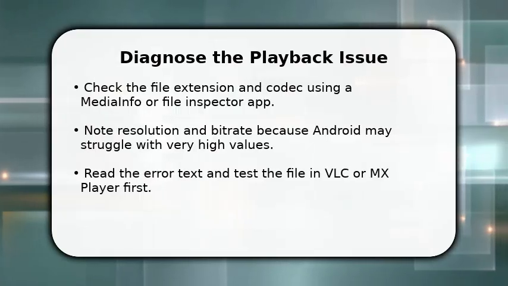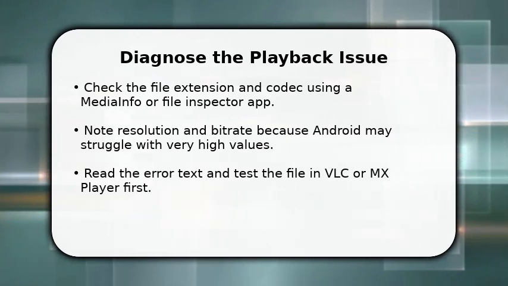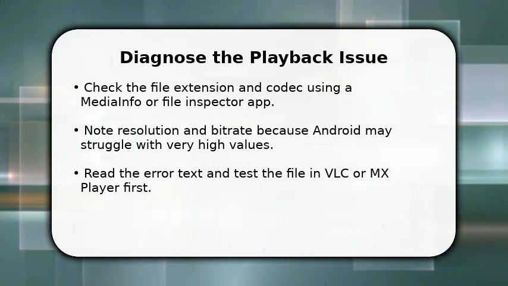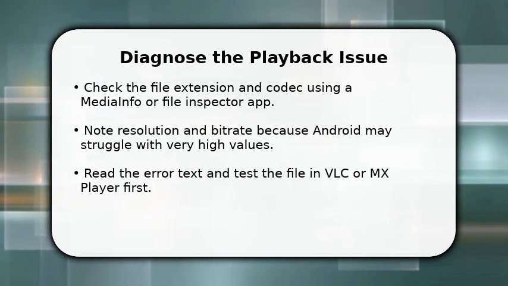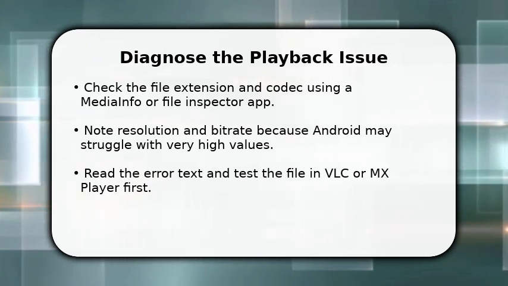Start by identifying the exact playback error shown on your Android device. Open a file inspector or media info app to check the file extension and codec. Note the resolution and bitrate because Android may struggle with very high values. Try the file in VLC or MX Player to confirm whether software decoding can play it.